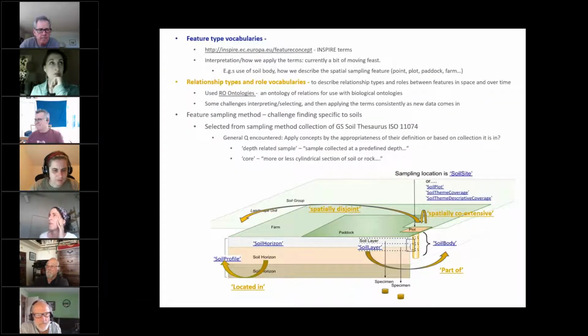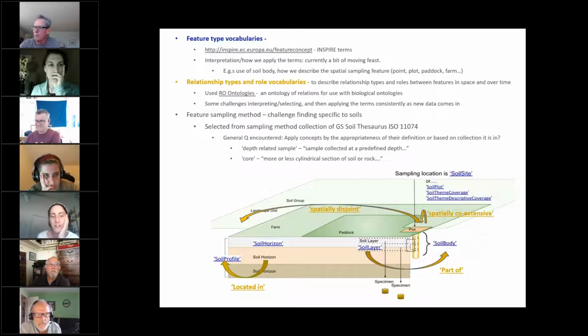So here are some of the vocabularies we use. For feature types, features of interest and spatial sampling features, we're using the INSPIRE term. Well, how we interpret the INSPIRE term for application.